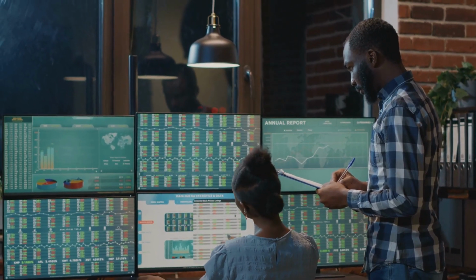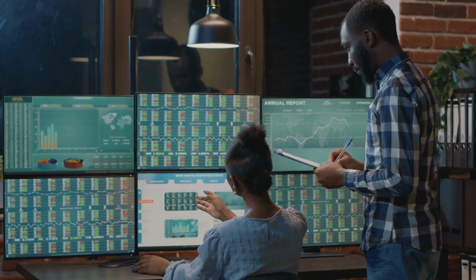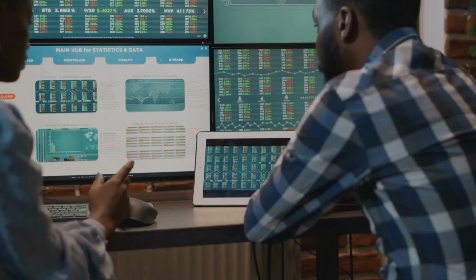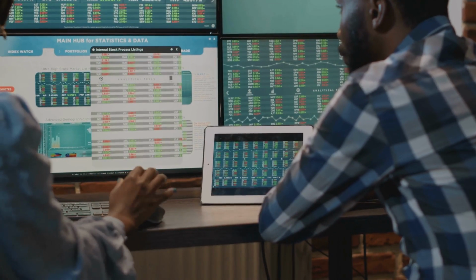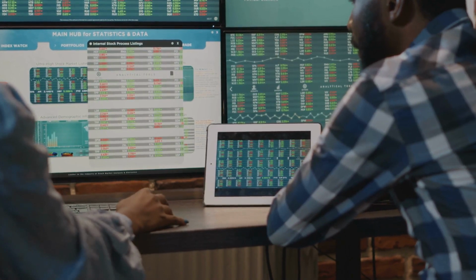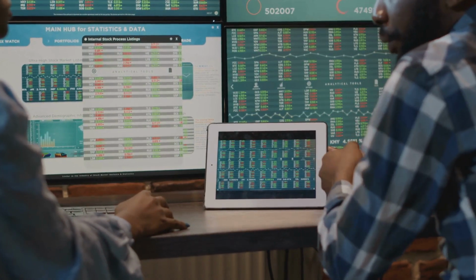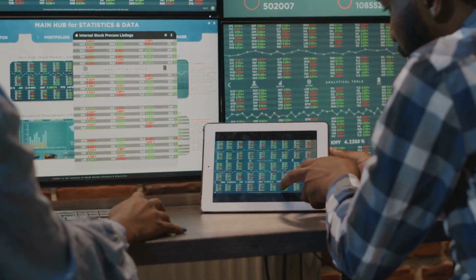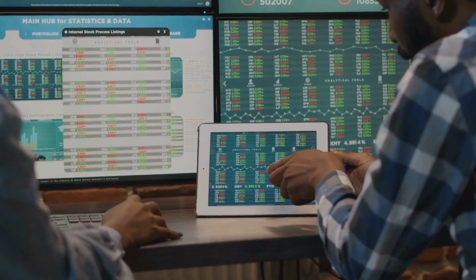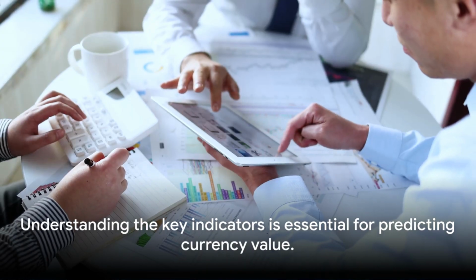Now let's imagine these indicators as cogs in a machine. Each cog affects the others, and together they drive the machine that is a country's economy. A change in one cog, say the PPI, can influence the CPI and GDP, which in turn affects the supply and demand, and ultimately the value of a country's currency.